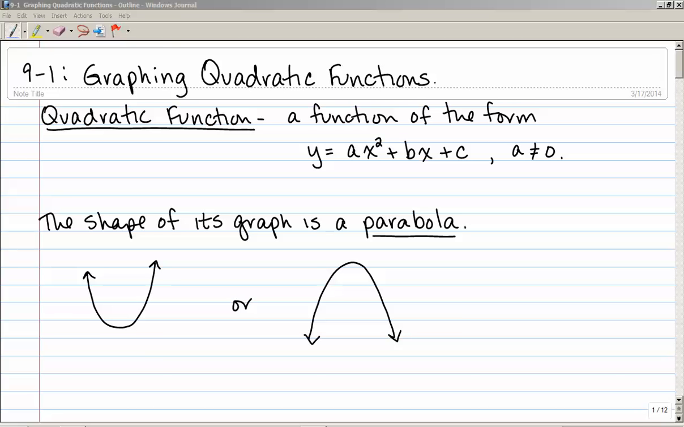Section 9.1 is on graphing quadratic functions. A quadratic function is a function in the form of y equals ax squared plus bx plus c, and a cannot equal 0. The shape of the graph of a quadratic function is a parabola, so it looks like this, or it can be going upside down and looks like this.